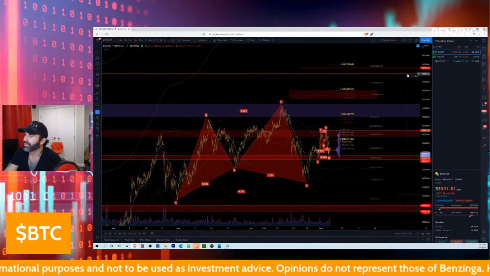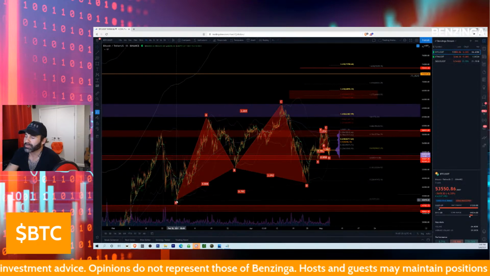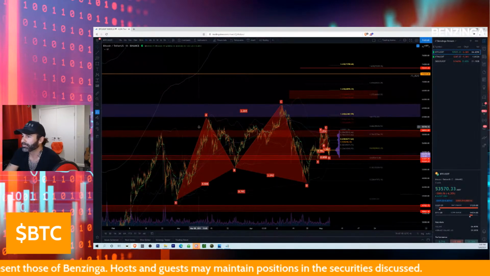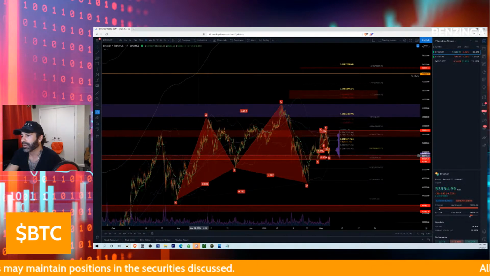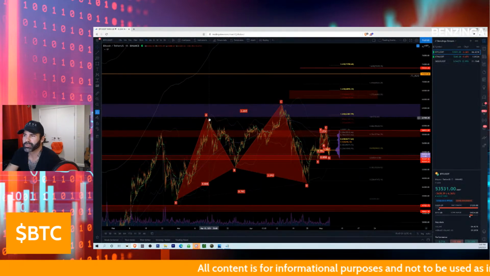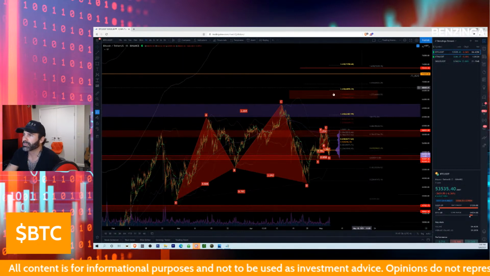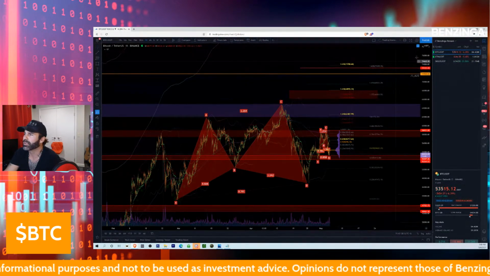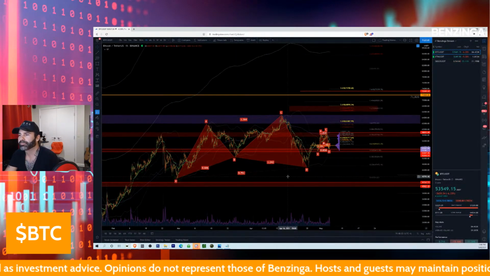My 71,820 target is a mixture of this XA leg of the bullish cipher. I believe it was the 100% measured move of this formation over here, the cup and handle, bearish shark, I believe. Whatever you want to call it, it was the 100% measured move, and it was also confluent with some trend projections from history on this asset.